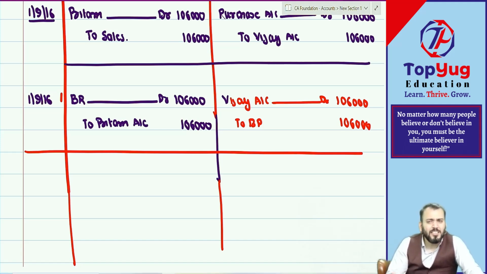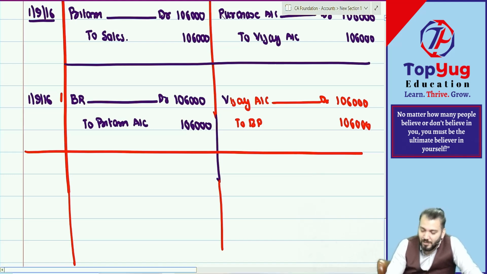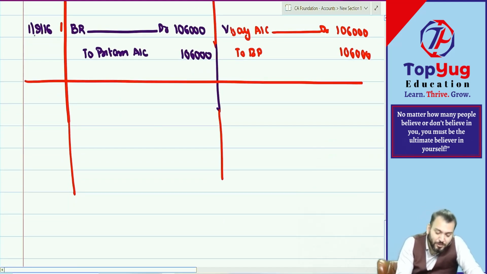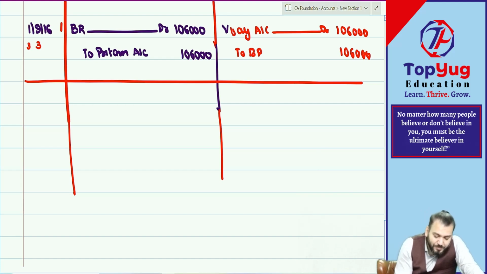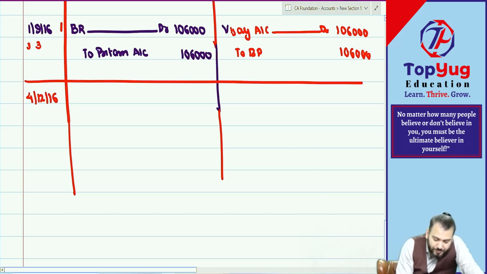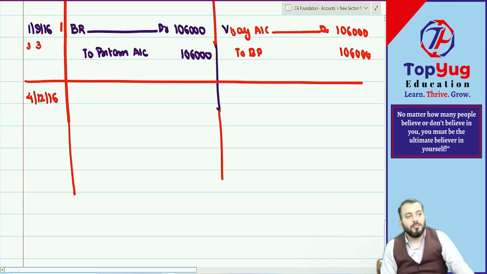Then on due date the bill was renewed. So first the old bill will be cancelled. Old bill cancel means old bill dishonor. So it is a dishonor entry. Can you give me the maturity date? What is the tenure? So 3 will be added here. It will become 4th December 2016. Correct?